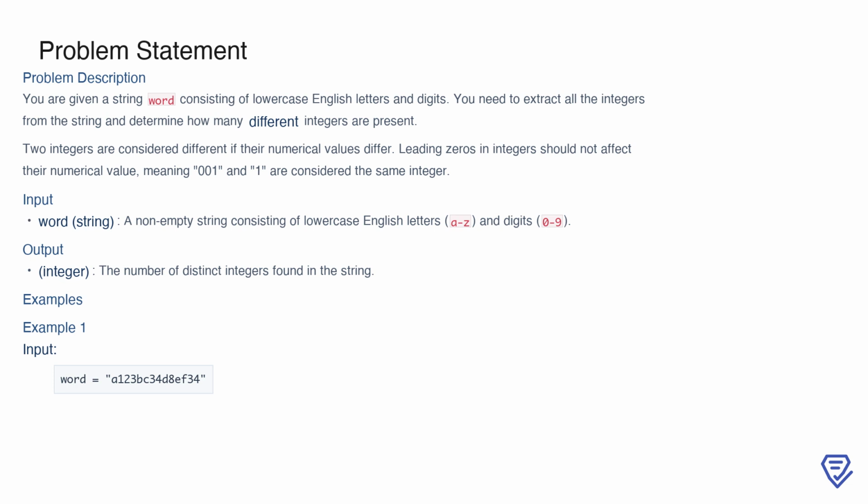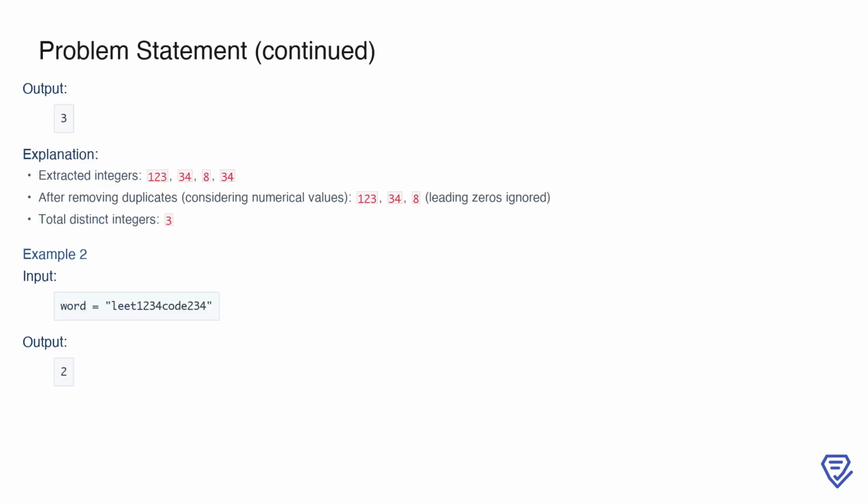The input to the problem is a non-empty string composed of letters and digits, and the output is simply the number of distinct integers found in the string. For instance, if the input string is word = "a123bc34d8ef34", the extracted integers are 123, 34, 8, and another 34. Since we are only interested in unique numerical values, we remove duplicates, leaving us with 123, 34, and 8. This gives us a total of 3 distinct integers, so the output would be 3.